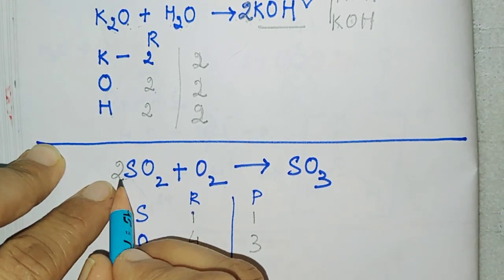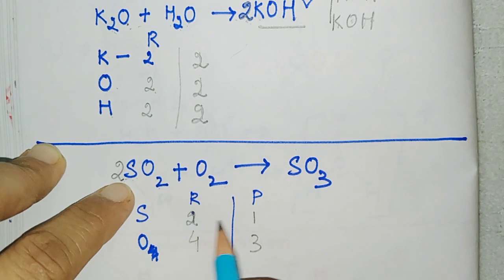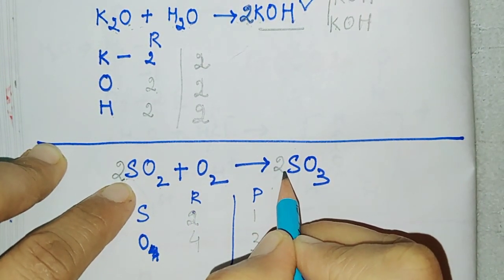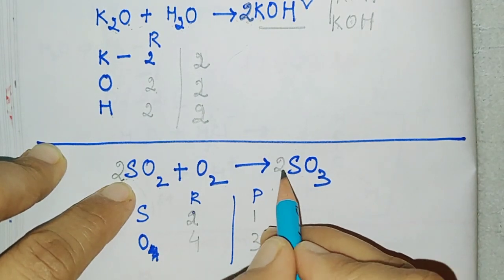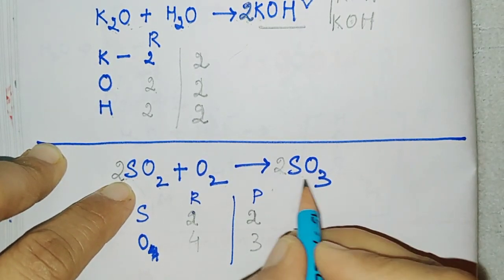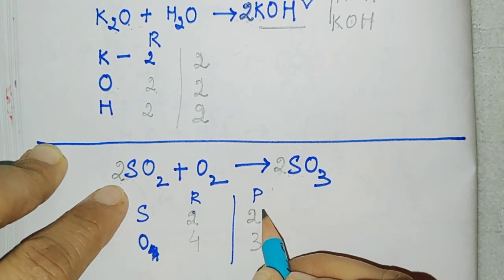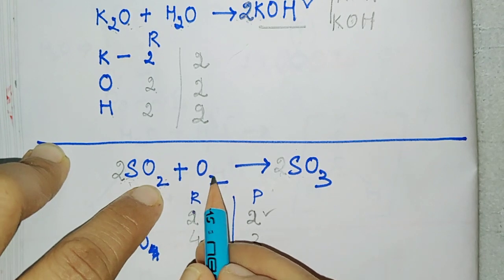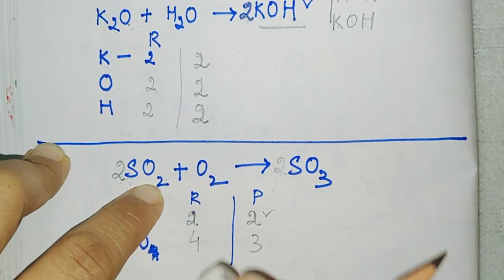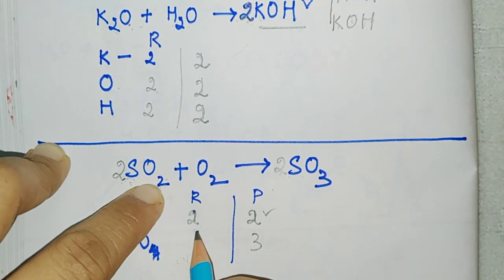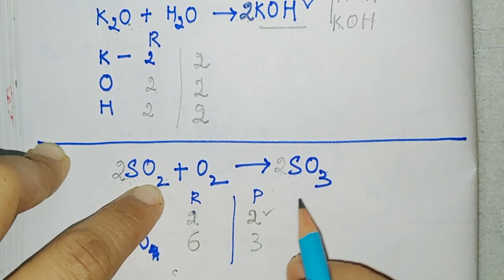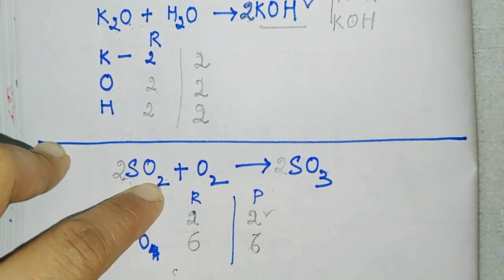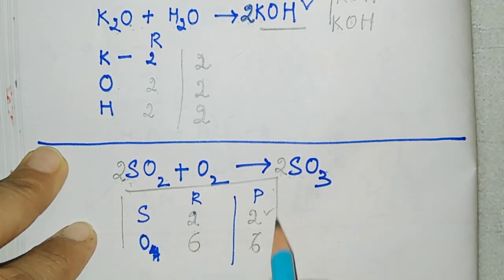Now see what happens. Sulfur becomes 2 in the reactant and in the product it is 1. So what will we do? We will write 2 here, not here. We will write 2 here. Now sulfur is balanced. Now how many oxygens? 2 twos are 4 plus 2 is 6. So your oxygen becomes 6. Now here also oxygen becomes 6.